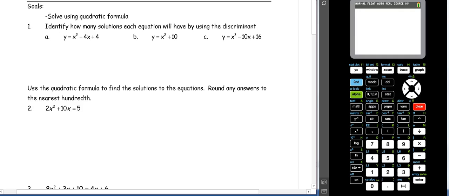This video is about solving using the quadratic formula. So we can identify how many solutions each equation has using the discriminant. Remember, the discriminant is what's underneath the square root: b squared minus 4ac.